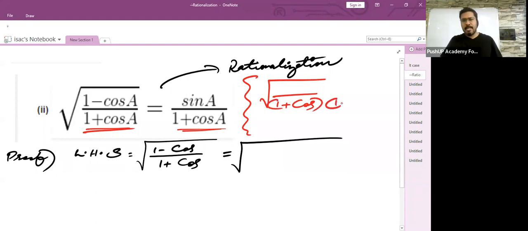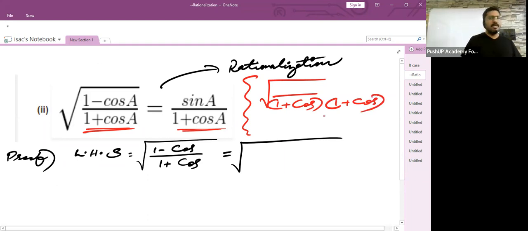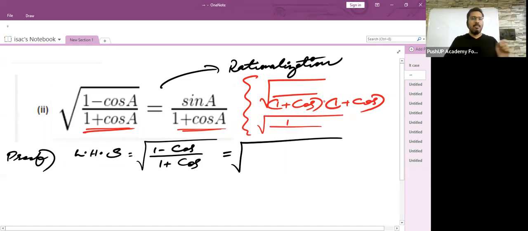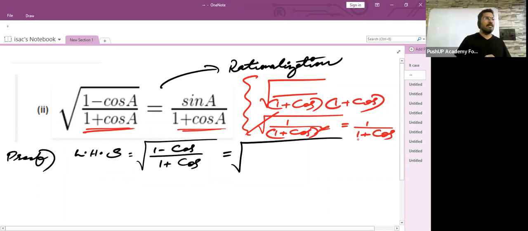Only if I multiply the denominator with one more 1 plus cos, then it would turn out to be the square root of whatever is in the numerator divided by 1 plus cos into 1 plus cos, which is what? 1 plus cos the whole square. Do you agree with this? Square root of 1 plus cos the whole square. The square root and square will get eliminated to get what? 1 plus cos in the denominator.